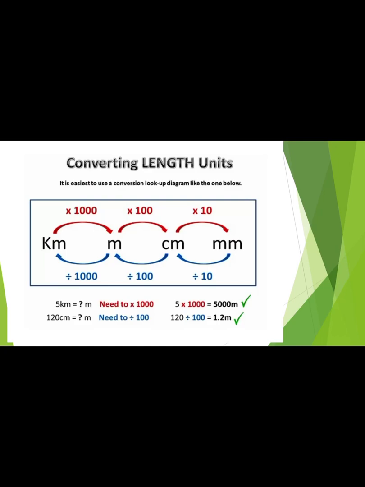So now, 5 kilometer, it is an example for you. 5 kilometer is equal to how many meter? As you know, 1 kilometer is equal to 1000 meter. So 5 kilometer is equal to 5 into 1000, that is 5000 meter. But what about 120 centimeter equal to how many meter? You have to divide it by 100. So it is how much? 120 divided by 100 is equal to 1.2 meter.